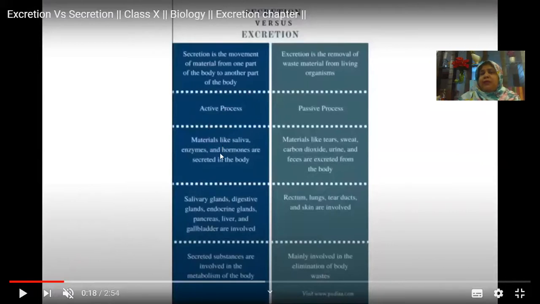Right from your mouth, digestion starts, with materials like saliva. Saliva is secreted for digestion; enzymes and hormones are all secreted inside your body. Whereas materials like tears that come out of your eyes are also toxins, poison, and should be thrown out. It's very good. They say do not keep the tears inside, throw them out. So it is good for health.